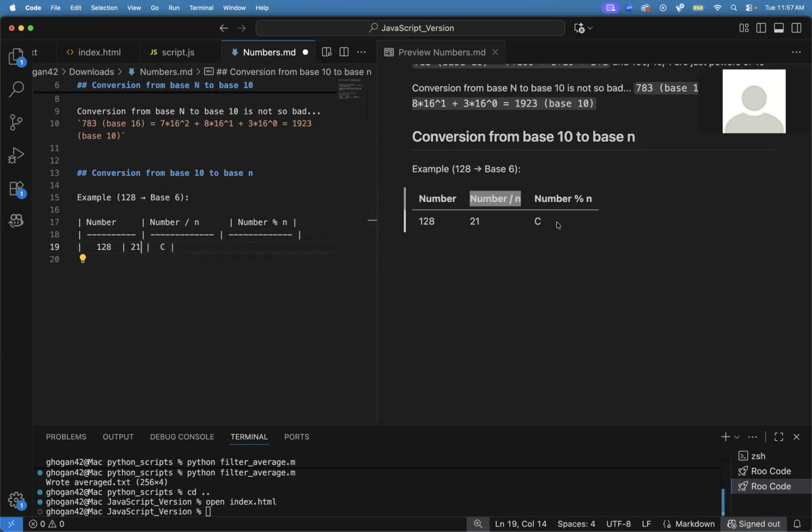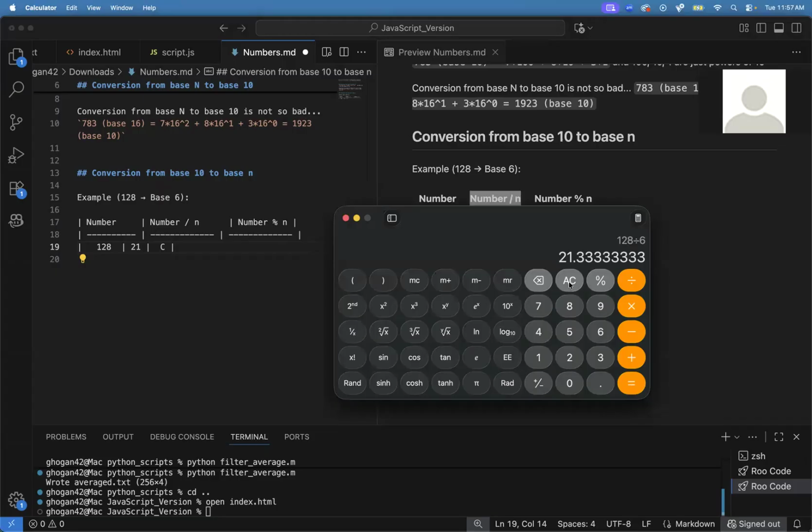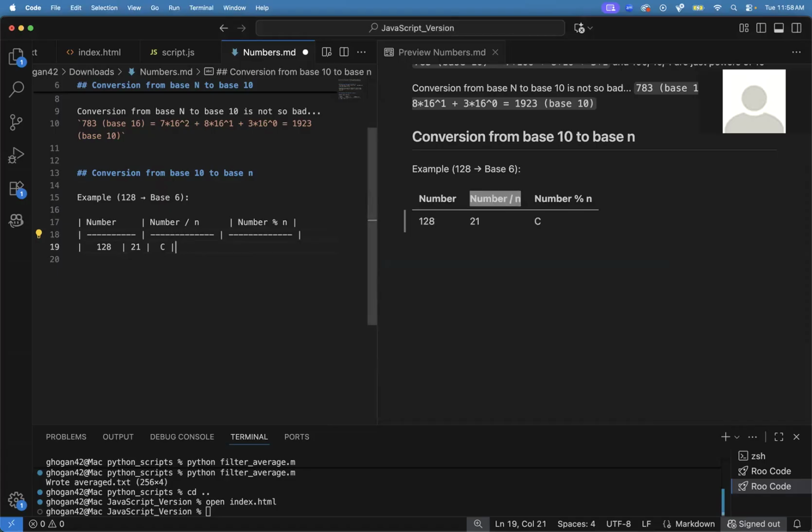So this is where it'd be nice to have something that could just easily calculate the remainder. Since I don't have it, I'll just have to calculate this myself. I'll basically have to do 128 minus 21 times 6. So 6 is the base, 21 was what we just calculated for the quotient, and we get 2. So our remainder is 2. So we have 128 divided by 6 is 21 with the remainder 2.